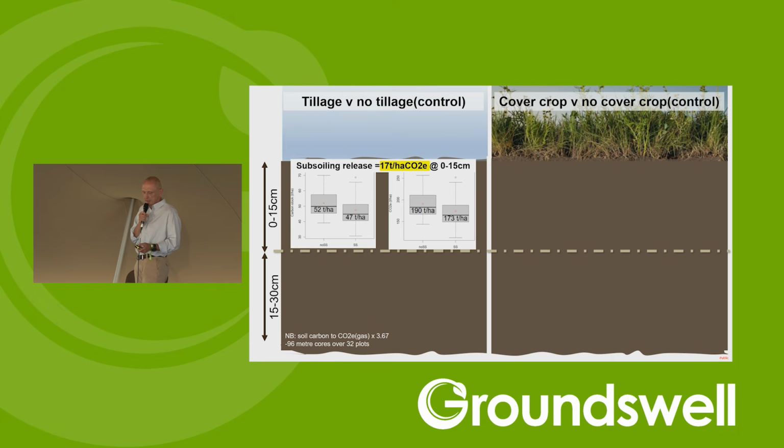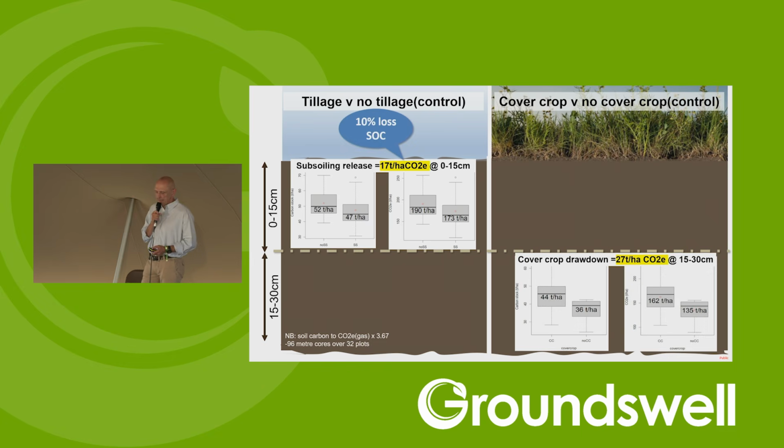In the 0 to 15, we lost 17 tons of CO2 equivalent. So that's energy leaving the system. Cover crop versus no cover crop, so no tillage involved. That was a 10% loss. We gained, as I shared before a moment ago, 27 tons of CO2 equivalent. Okay, so energy into the system.